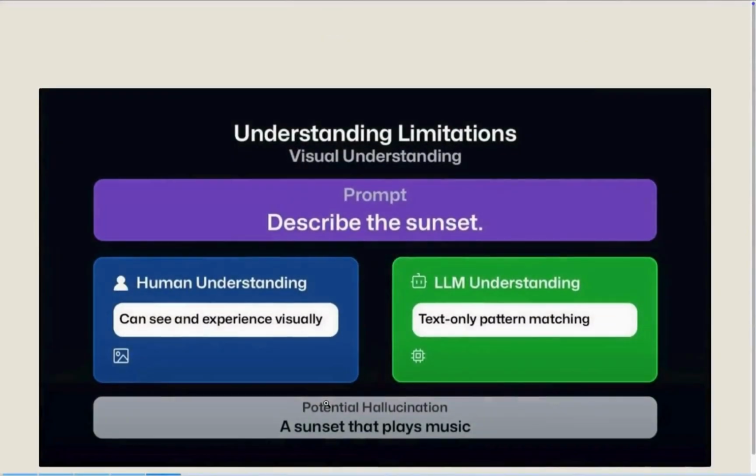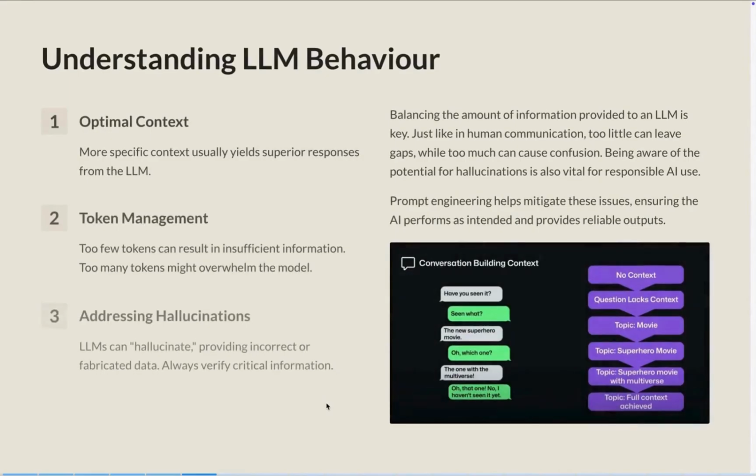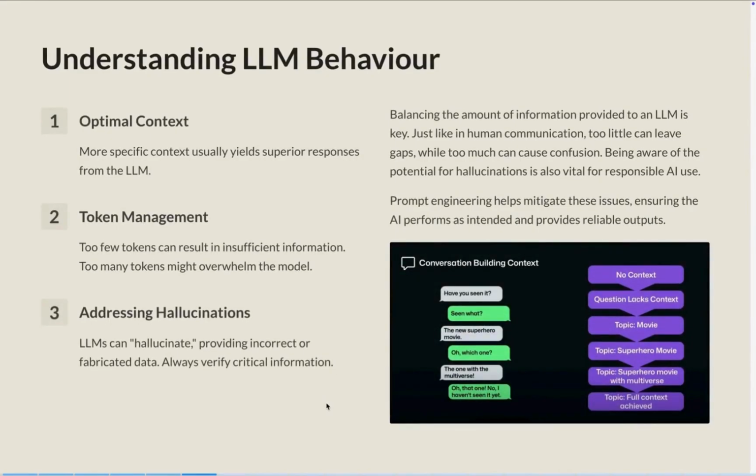Slide 4, Understanding LLM Behavior. Getting good results is about balance. Too little context leaves gaps. Too much can confuse the model. Token management matters. Too few tokens might not be enough information. Too many can exceed limits. And be prepared to verify important outputs. Hallucinations happen, so never fully trust critical facts without checking.